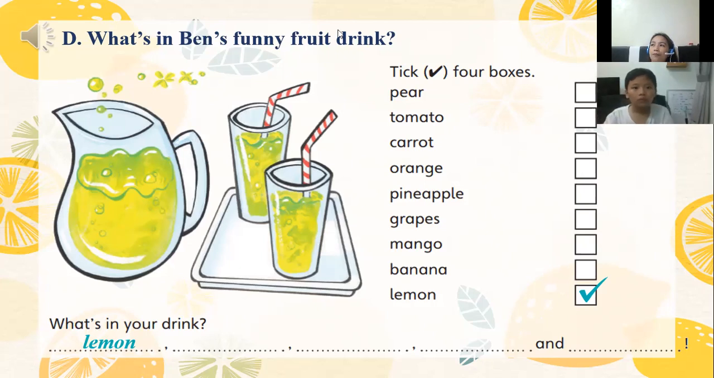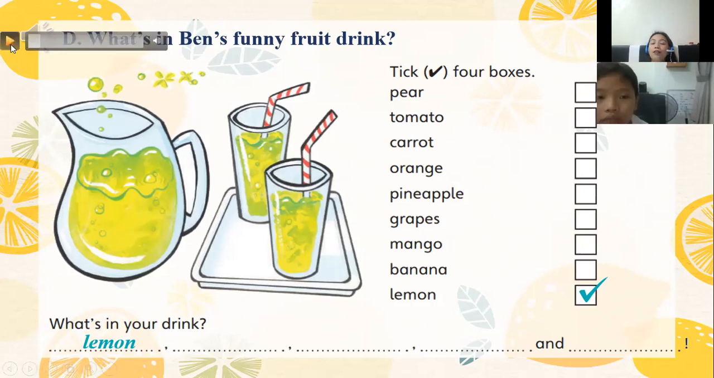Okay, baby. 16D. Check all the fruits, baby. You're going to take all the fruits that are said in the conversation, okay? Ben's funny drink.